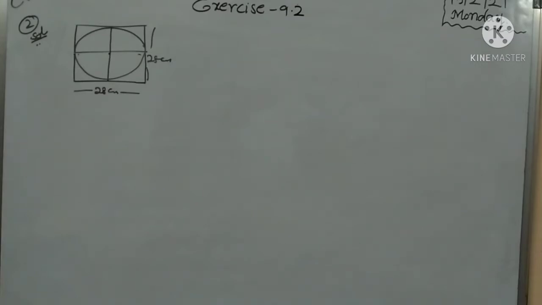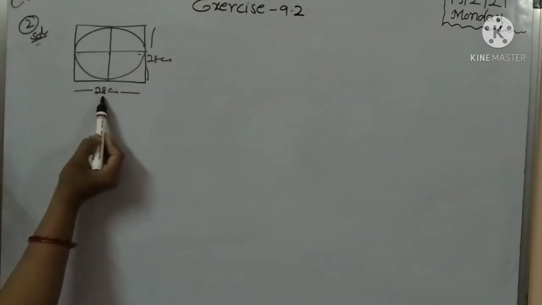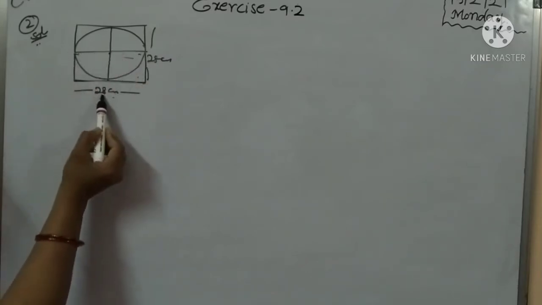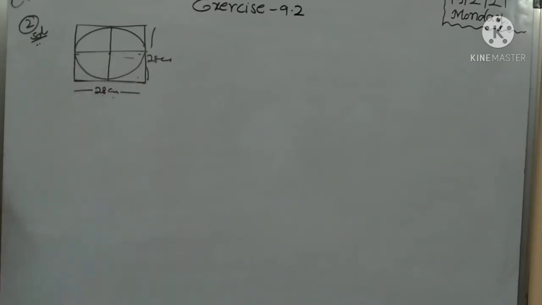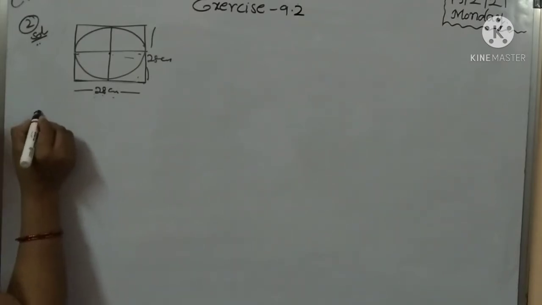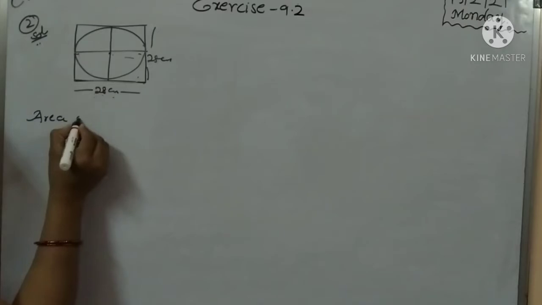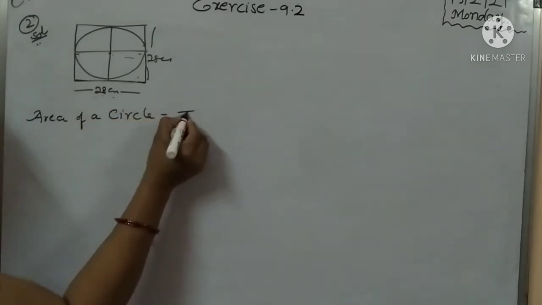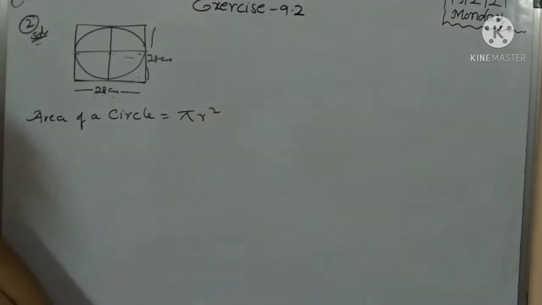The diameter of the circle is equal to the side of a square. So the side of the square is the diameter of the circle. So here to here same distance, 28 centimeters. Okay. So here only asking to find the area of a circle. Therefore area of a circle equal to formula pi r square.